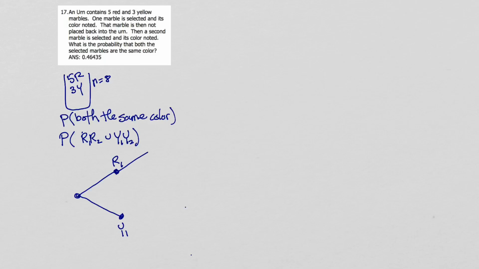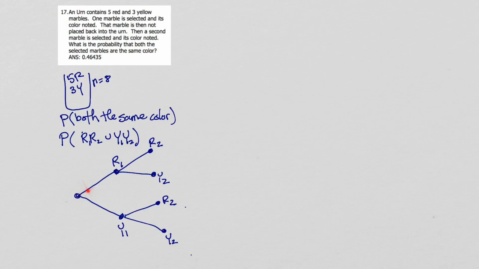Then we'll take a second draw, and we could get a red on the second, or we could get a yellow on the second. And down here, if we got a yellow on the first, what could happen on the second draw? Well, we could get a red on the second, or a yellow on the second. Now let's get these probabilities.